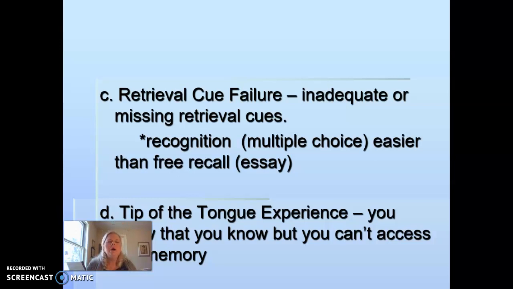This is when you know that there is that memory, you know the answer to a question, and you just can't access the memory. We call that the tip of the tongue experience. And you know what happens? It's like you get out of the test, and what happens? You remember the information that you couldn't remember during the test. It's a very common phenomenon.